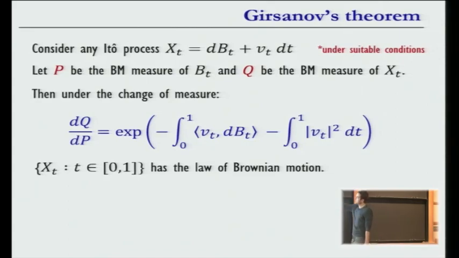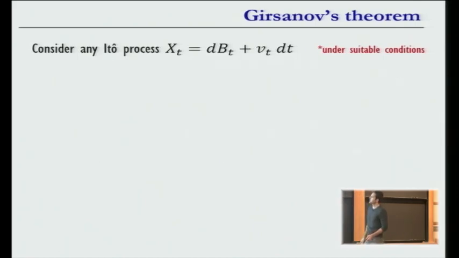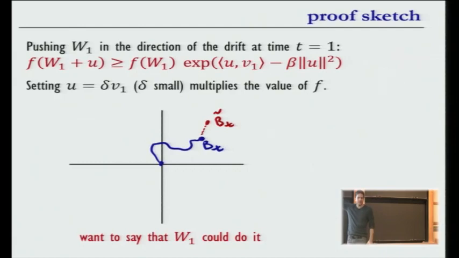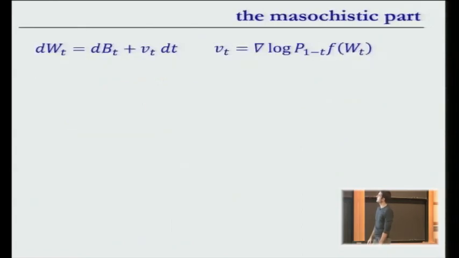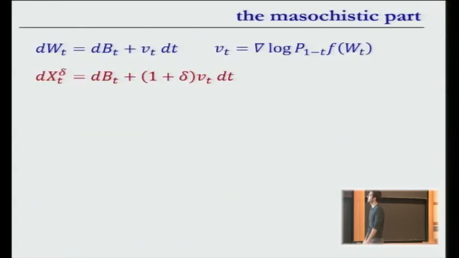So the point is that if we do this push, it's possible that we can say that the original process would have made this push by itself, except for the fact that that only holds if we push sort of slowly. Here in the previous slide we were pushing at the end. This is not good. So actually, instead of pushing at the end, we want to push the process slowly the whole time. Okay, so that's the masochistic part of the proof.